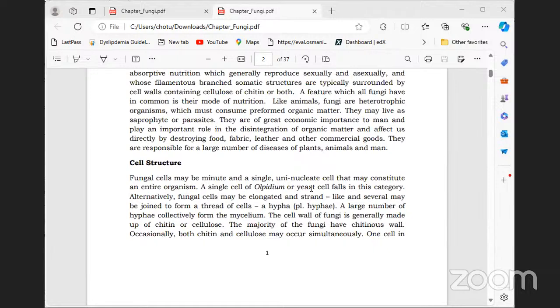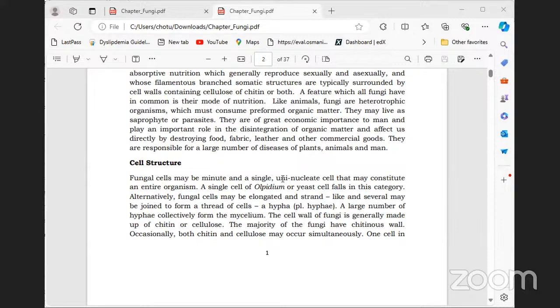Alternatively, fungal cells may be elongated and strand-like. Several may be joined, and thread-like cells are present. That thread-like form is called hyphae. The cells may be single or multicellular; uninucleate to multicellular is present in the fungi. Unicellular structure, best example, yeast. Another is elongated strand-like cells, several joined, thread-like cells, called hyphae.